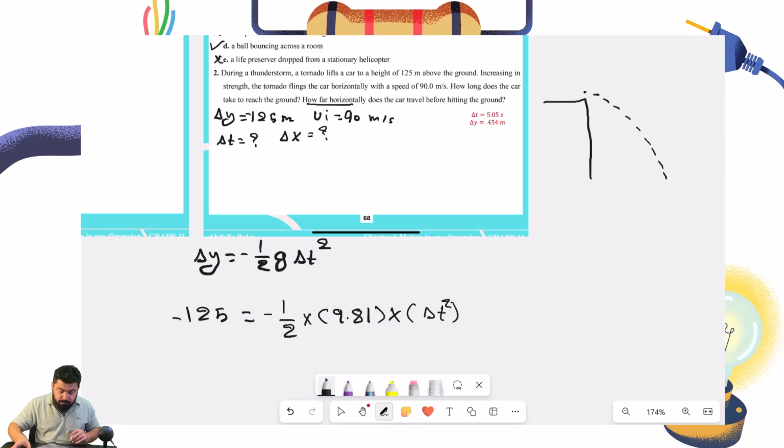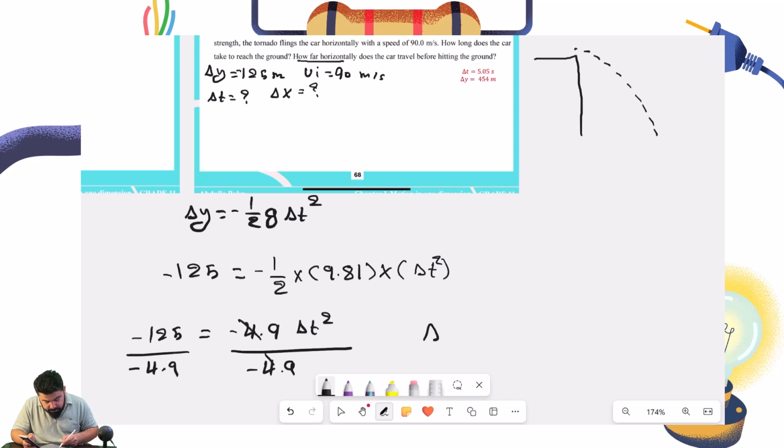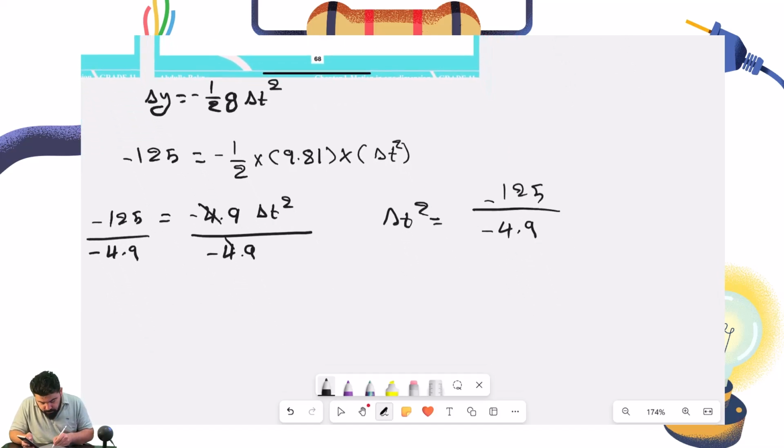I need to find this one. Now let's calculate this. 0.5 multiplied by 9.81, I get 4.9. So I get 4.9, of course, negative delta t squared, which is equal to negative 125. Divide this by negative 4.9. Divide the other side too by negative 4.9. These two cancel. Delta t squared is equal to negative 125 divided by negative 4.9. Okay, so 125 divided by 4.9, we get 25.5. So the two negatives cancel.